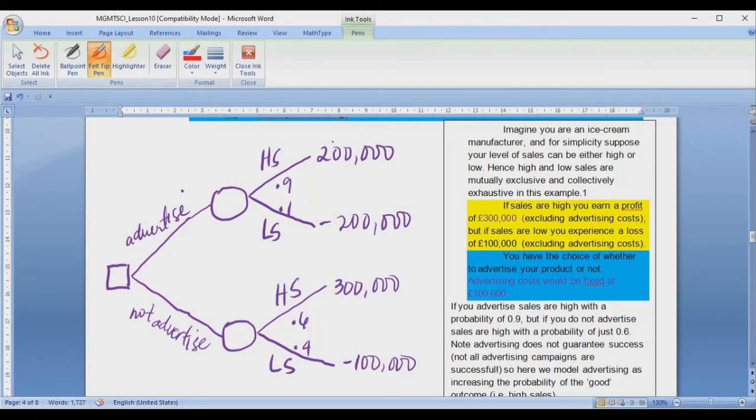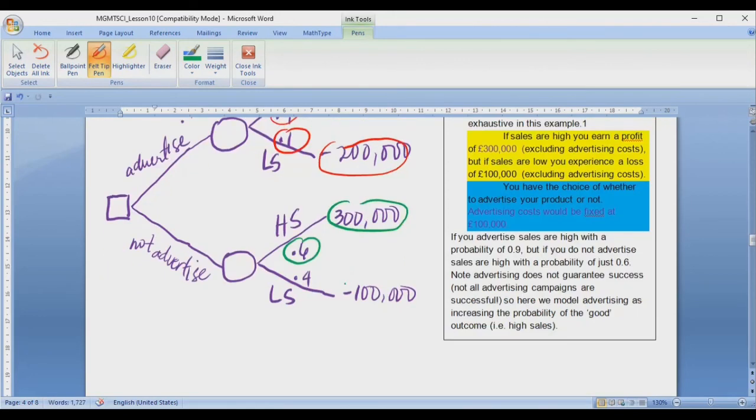First, the expected value with advertisement. Multiply this 200,000 by the 0.9 probability plus the product of this negative 200,000 and 0.1. The earnings are 160,000 pounds. Now solve the other one, without advertisement. Multiply the profit by the corresponding probability, added to the product of the loss times its probability. And the earnings is 140.